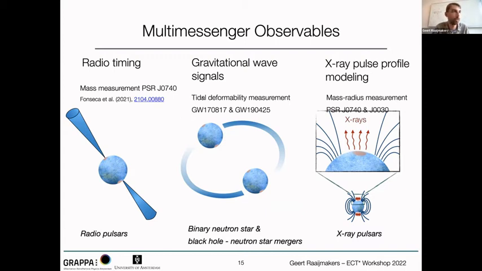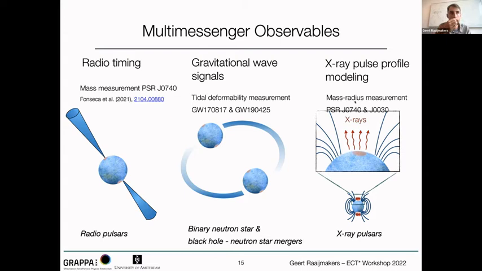GW170817, of course, the very first binary neutron star, gave us a lot of information on the tidal deformability. And then we also include GW190425, which was a lower signal to noise event, and which didn't give us that much in terms of equation of state constraints. And then, of course, as I mentioned, the mass radius results from NICER on J0740 and J0030.